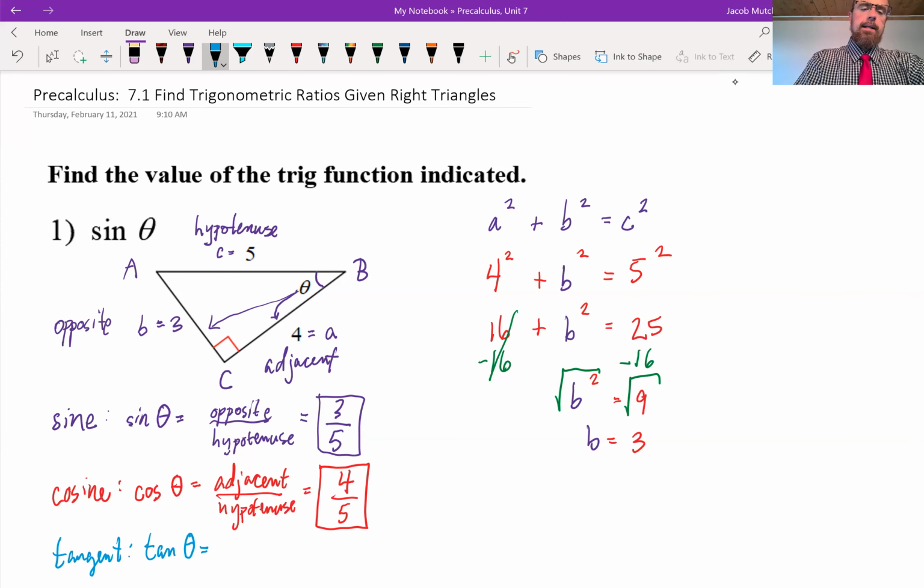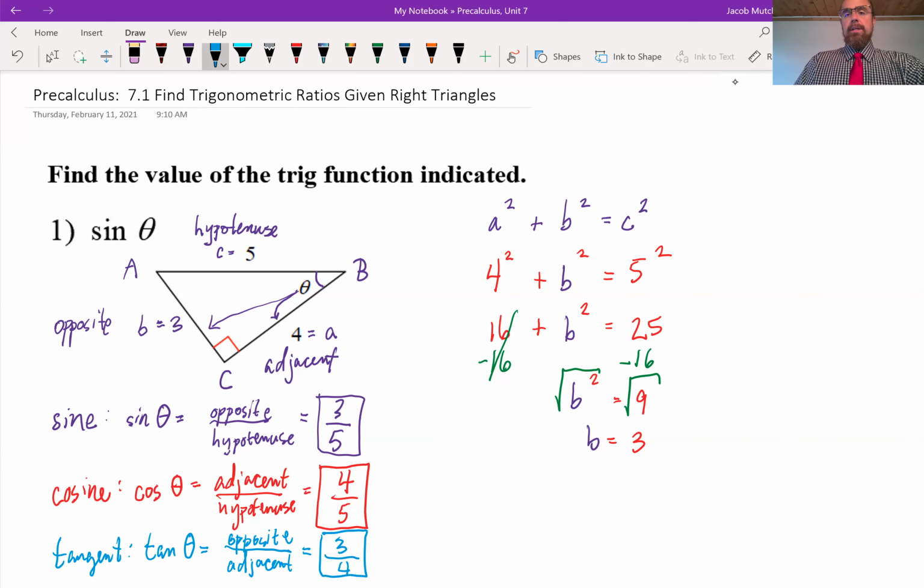The way we define tangent is as the opposite side divided by the adjacent side. So tangent really only involves the 2 leg lengths. For this right triangle in our first example, it's going to be 3 divided by the adjacent side length 4. Tangent has a value of 3/4.